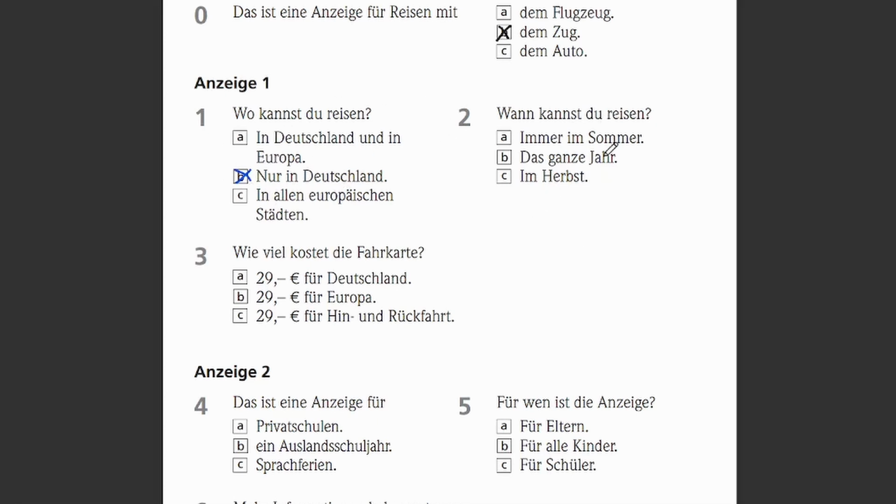Wann kannst du reisen? So it's not summer. Im Herbst. The season Herbst, November. Wie viel kostet die Fahrkarte? How much does it cost? Of course 29 euros for Germany, but not for both directions, just one direction.